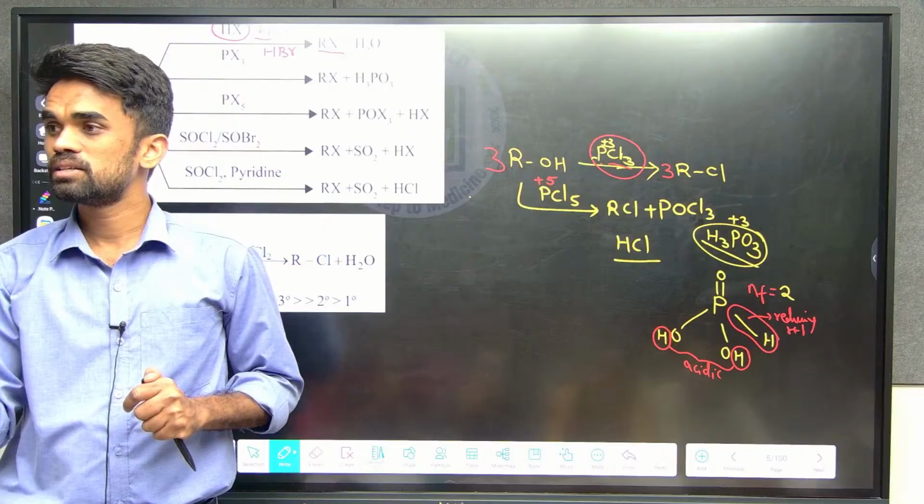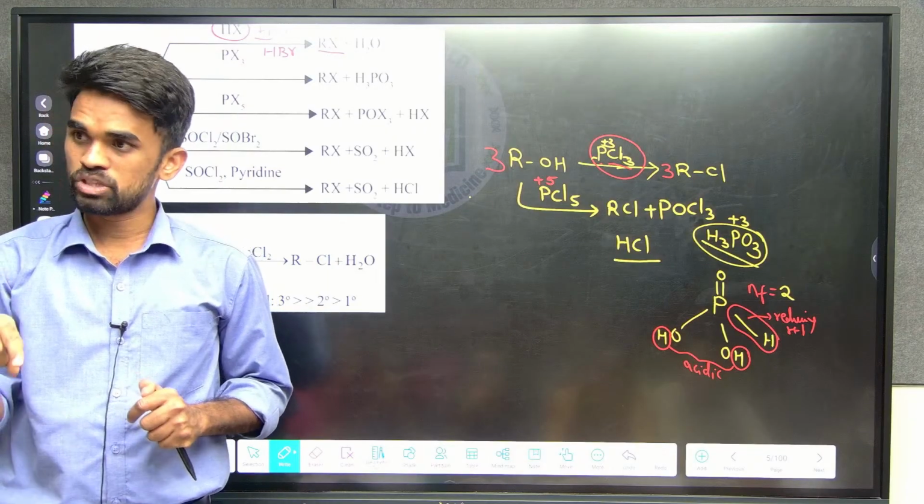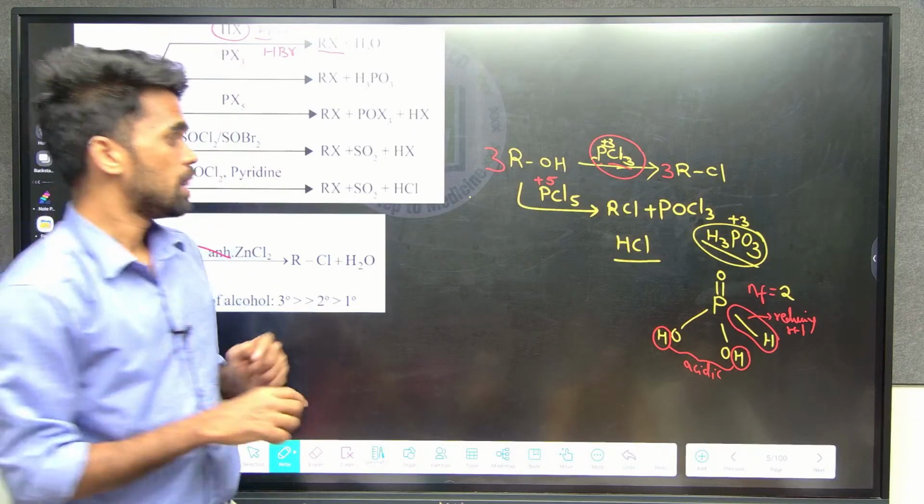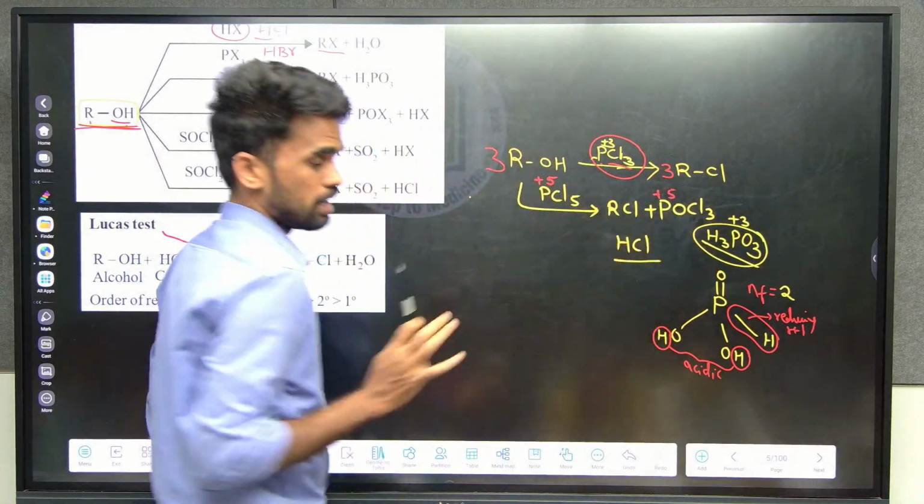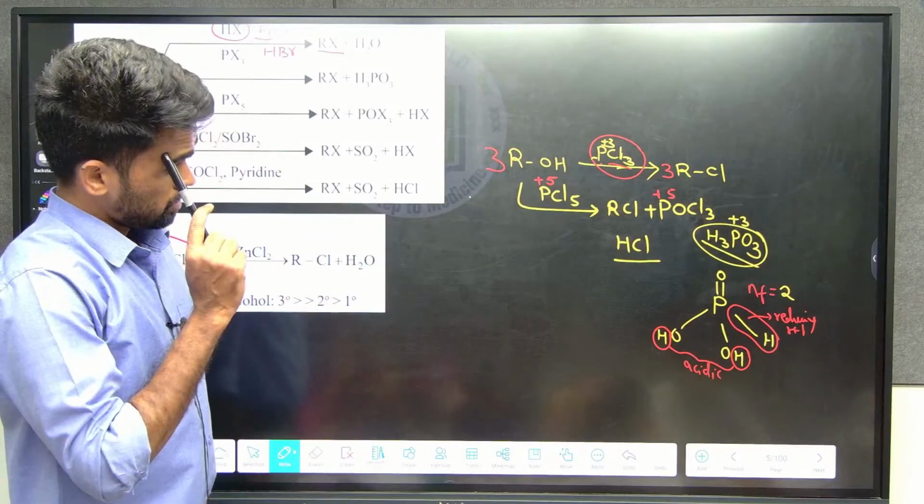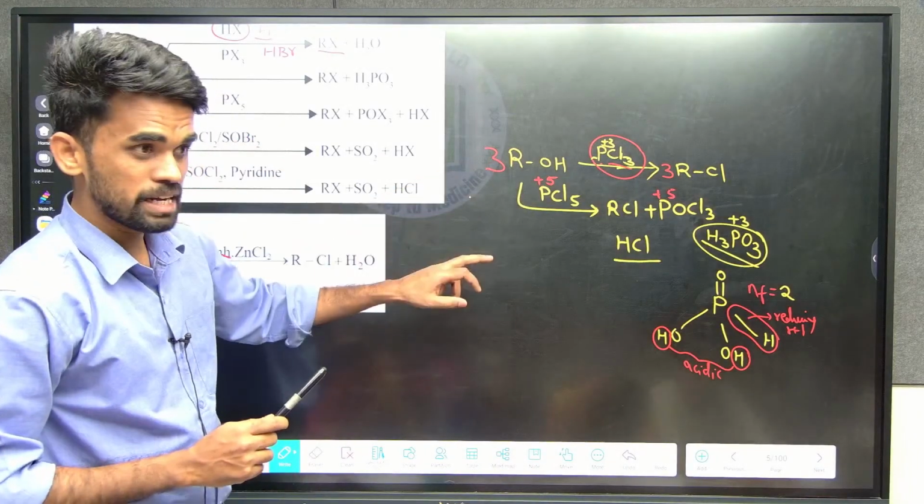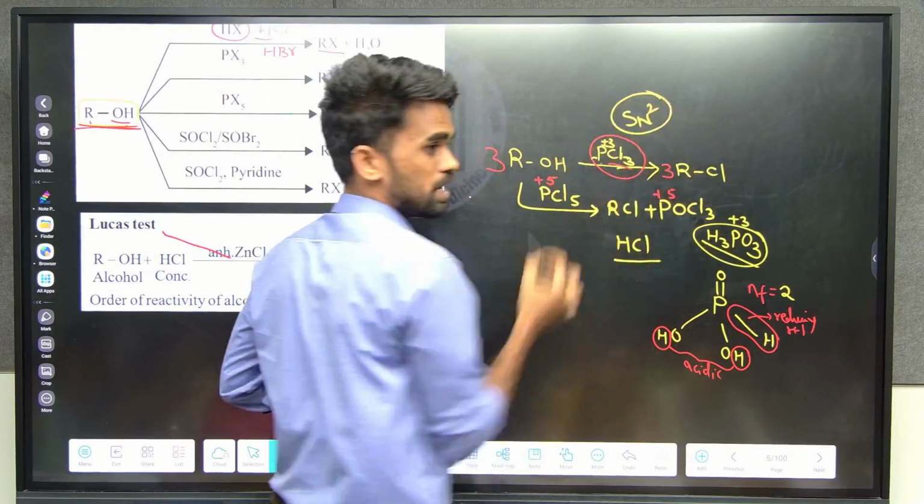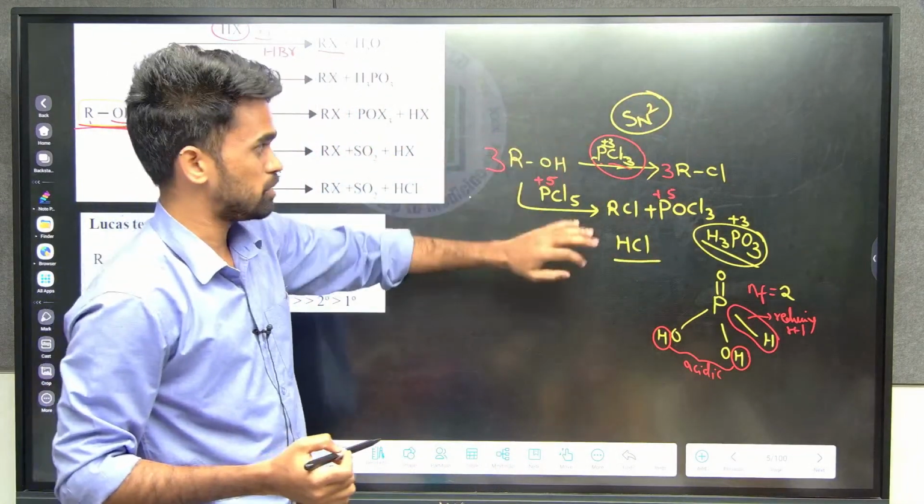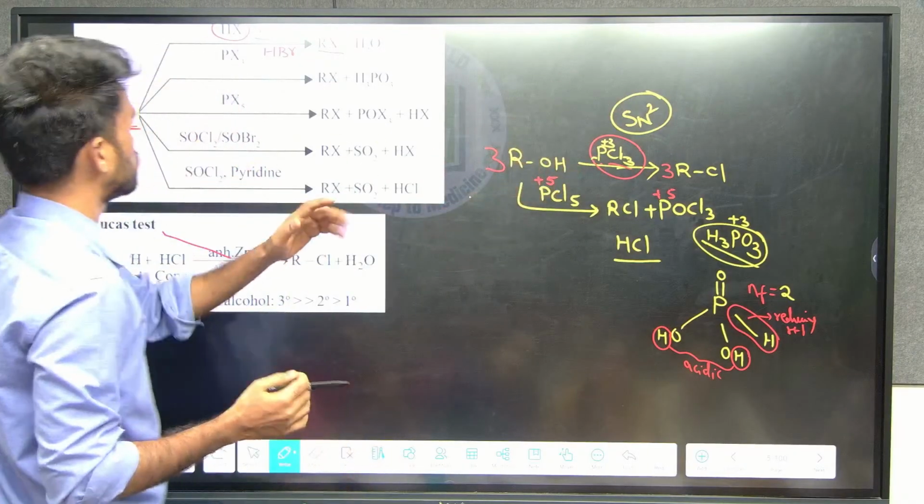RCl plus POCl3 plus HCl. Okay. Now what is the oxidation state? Here it is also 5. Here 5, here 5. Remember. Next thing is, in both of these reactions, the mechanism followed is the SN2 mechanism. I will tell you the mechanism, but you just remember them as SN2 in both of these reactions.